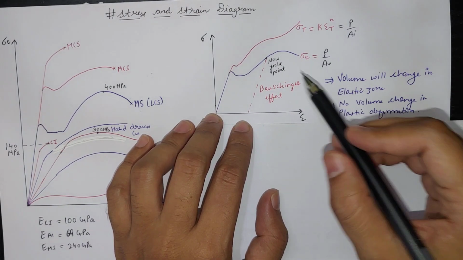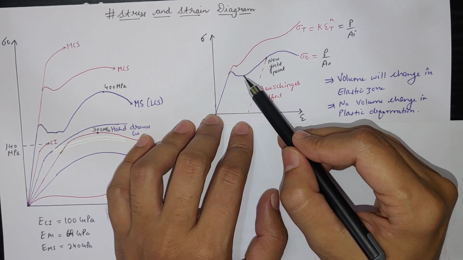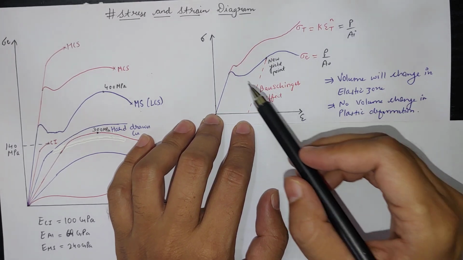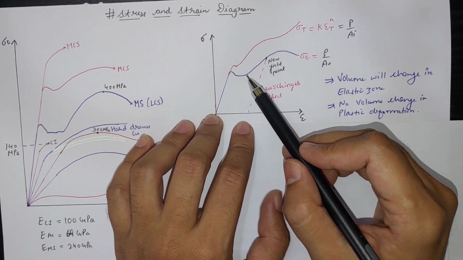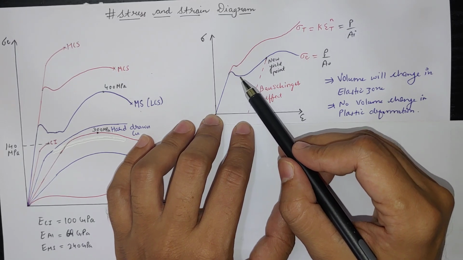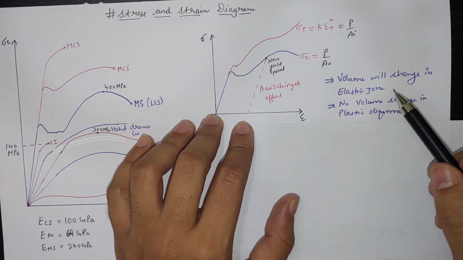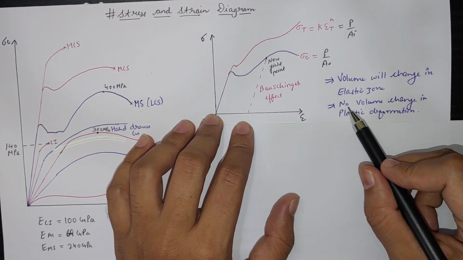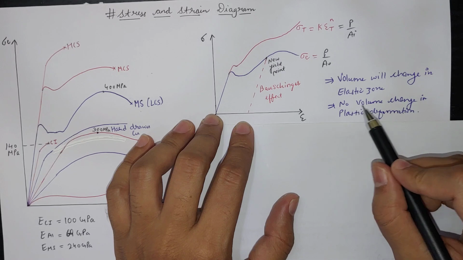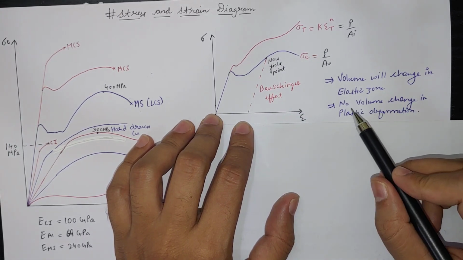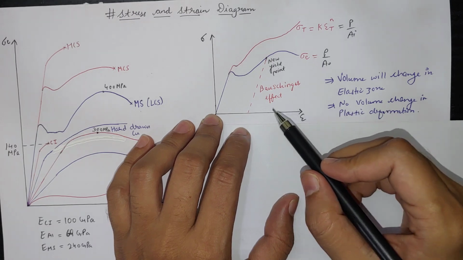And after entering into the plastic zone, meaning permanent deformation, there will be no change in the volume, because the material will break its bonds, its molecular and atomic level bonds will be broken. Its volume will not change, its bonds will break, and in the elastic zone its volume will change. So in plastic deformation there is no change in the volume.